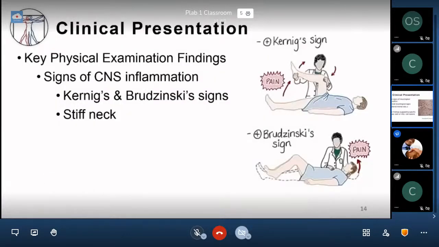So how do you recognize someone who has meningitis? I already mentioned clues from the history, primarily fever and neurologic symptoms.